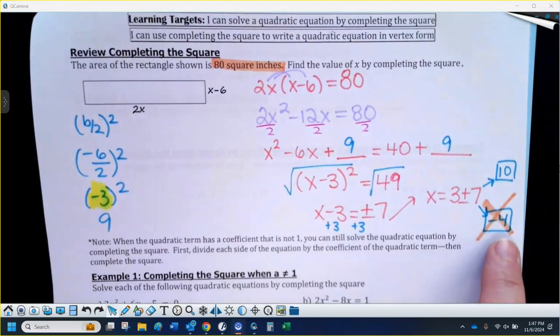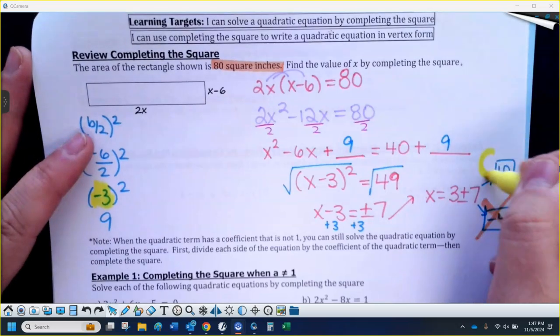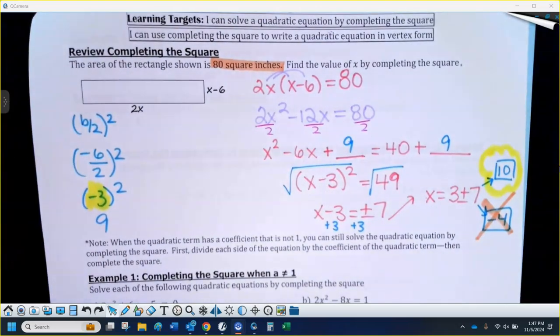But in this case, if I plug in negative 4 to either side of that, that's going to make a negative length and a negative width. So in terms of that equation, it has 2 answers. In terms of our problem, x would just be 10.